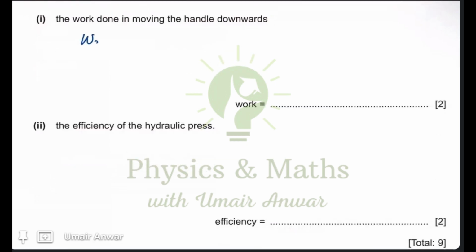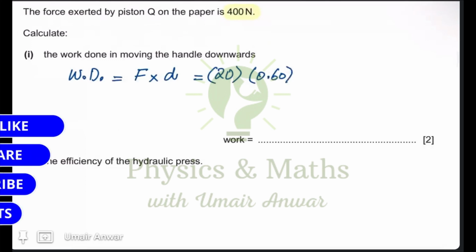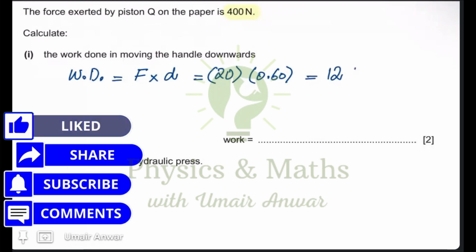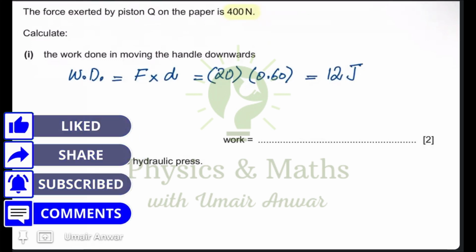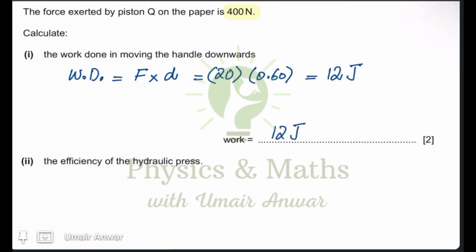So work done is calculated by force multiplied by the distance. Force is 20 Newton for the handle, and the handle moved a distance of 0.60 meters. So when we multiply these two values, we get an answer of 12 joules. So the work done was equal to 12 joules here.